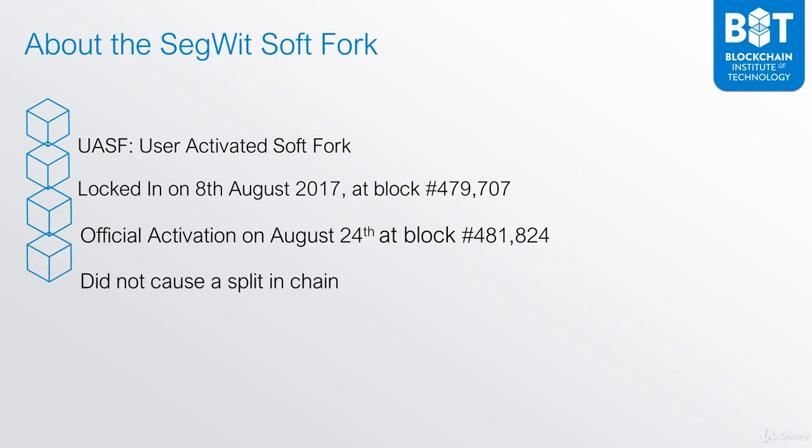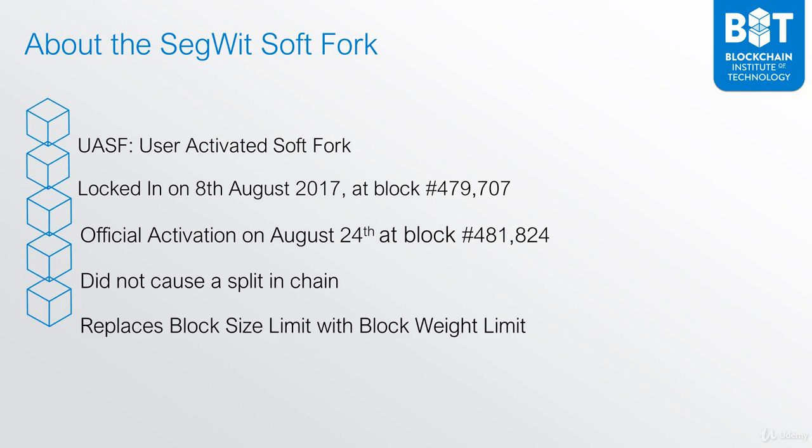This soft fork with segregated witness did not cause a split in the chain. Some of the changes, and I'm going to be explaining what segregated witness is, is that it replaces the block size limit with a different way of measuring the space by calling it the block weight limit, and this frees up some space. I will explain more in detail as we go on with this lesson.